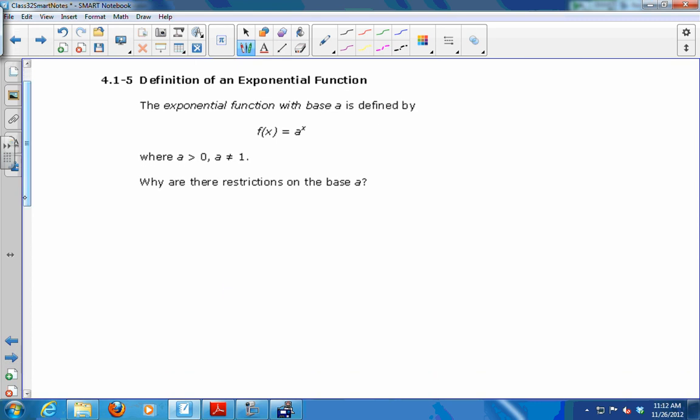So the definition of an exponential function is a function that has a base a, and it's just y equals a to the x. f of x equals a to the x. a has to be positive, and a can't be 1. So I want to talk about these restrictions on a. Why can't a be 1? We'll start with that.